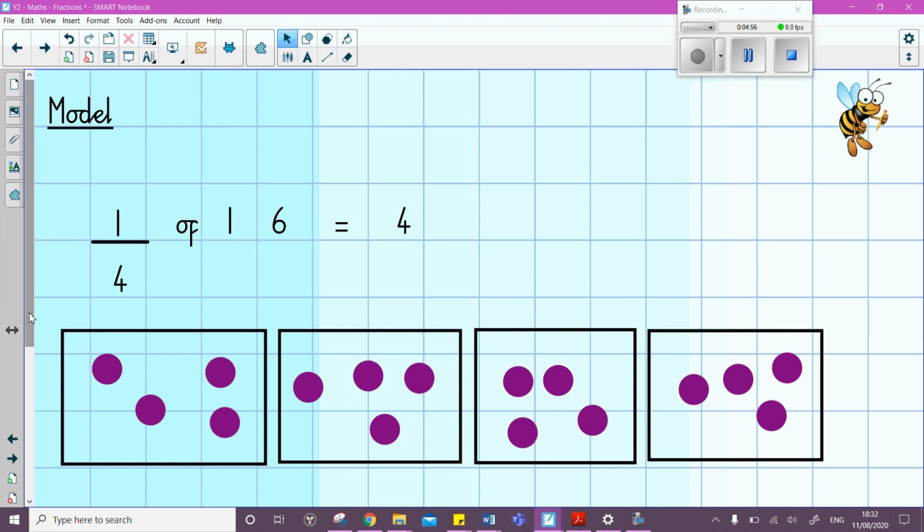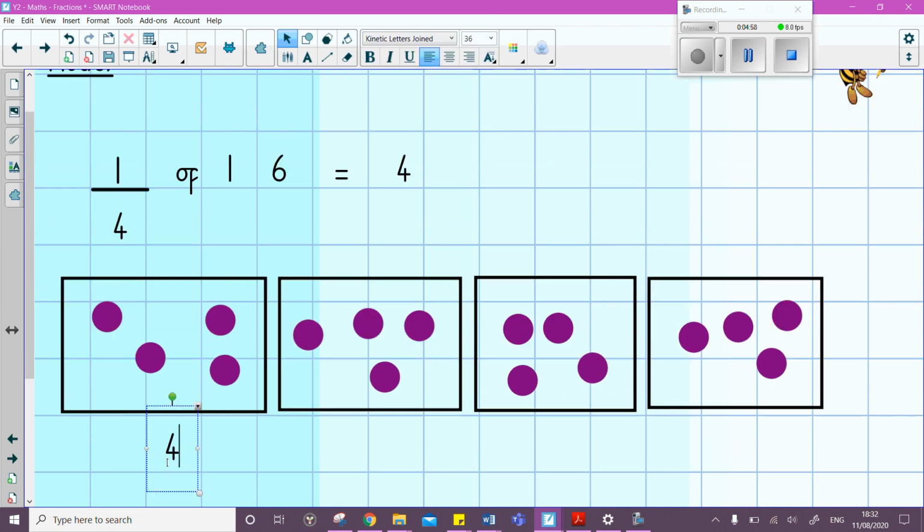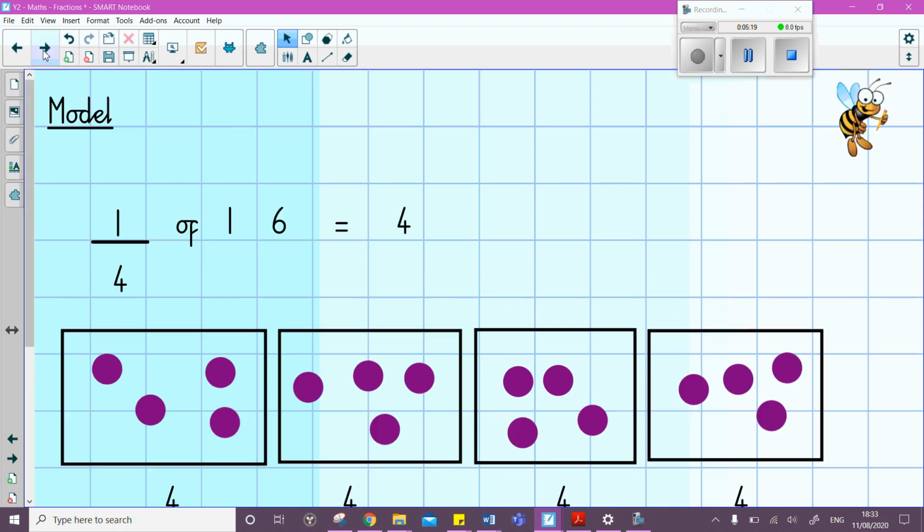And I can check that, because if each child now has 4 chocolate buttons, this should then total 16. So 4 add 4 is 8. 8 add 4 is 12. 12 add 4 is 16. So in total, there are 16 chocolate buttons.